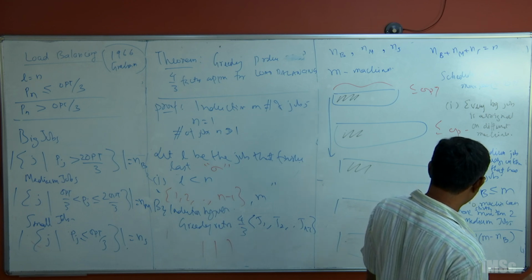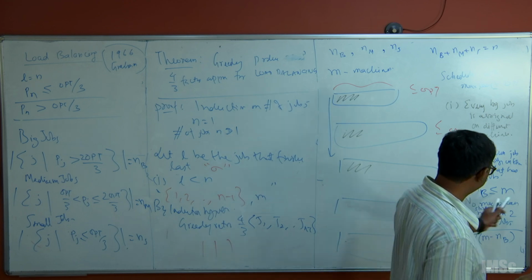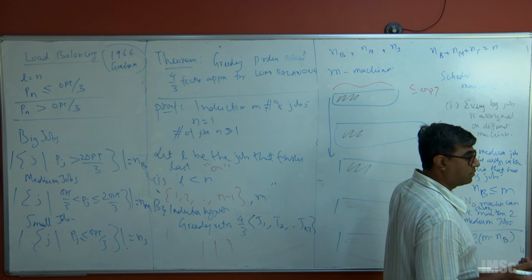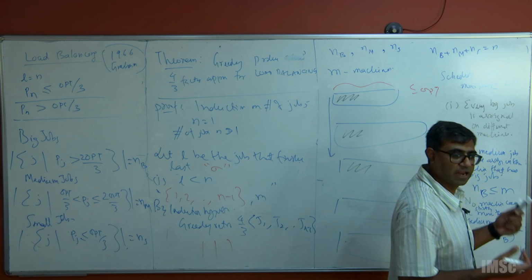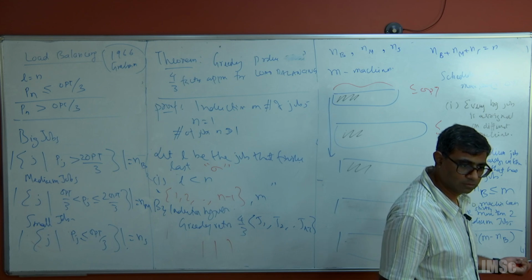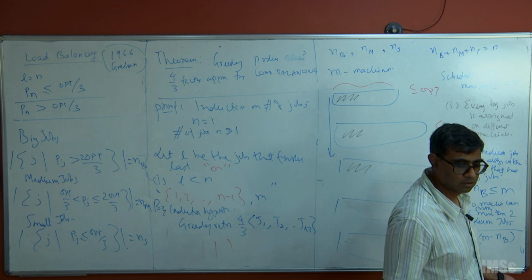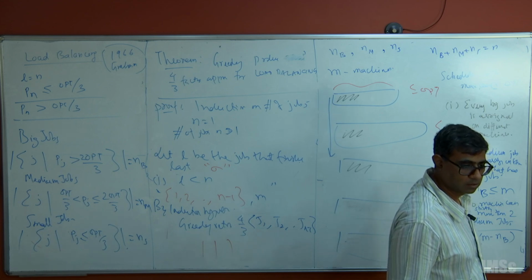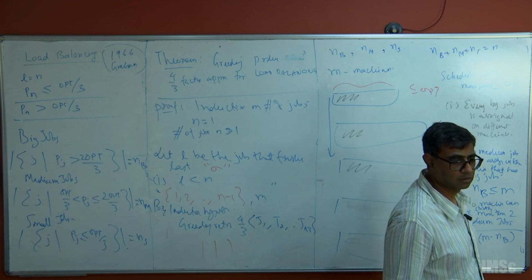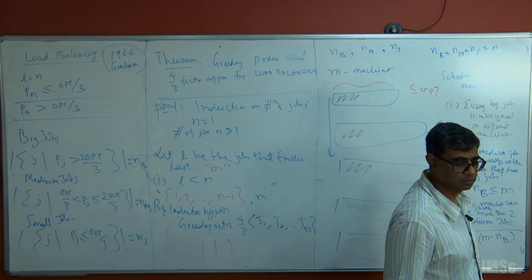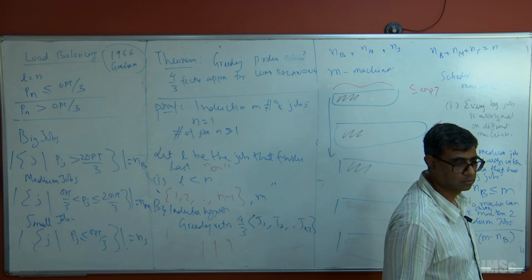I think Nb has to be less than M. Nb is less than or equal to M. Strictly less than M. Maybe Nb is 0 for all that you care. Nb could also be 0, no? Yeah, I'm saying Nb should be strictly less than M. Why? Because if Nb is equal to M, then we have M jobs that are greater than 2 opt by 3. So then Pn cannot be greater than opt by 3. Why?